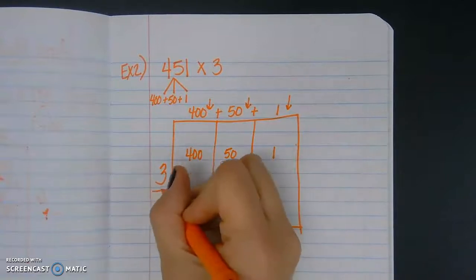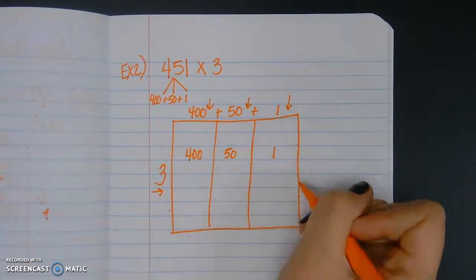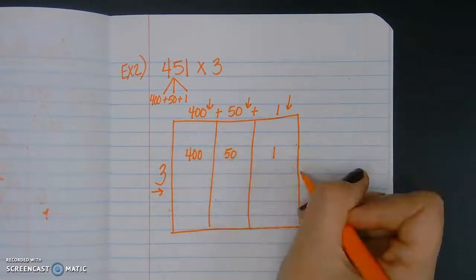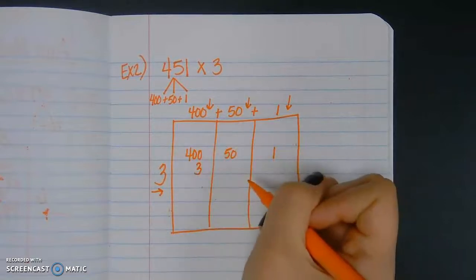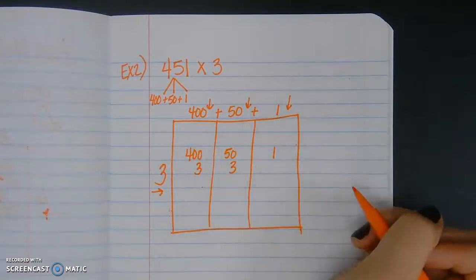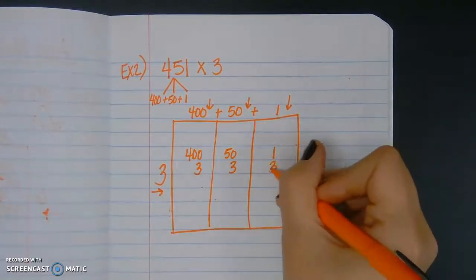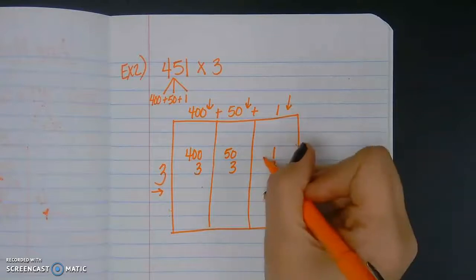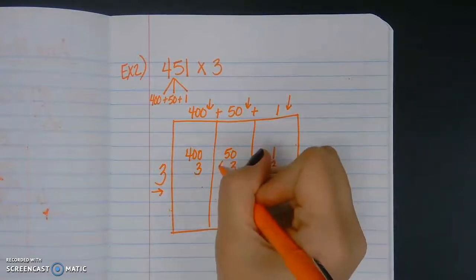Now, my 3, it's got to take a stop at every single one. It's got to go all the way across. So I got to put a 3 here, and then it's going to keep going and put a 3 here, and then it's going to keep going, and I have to put a 3 here also. Now I'm ready to get my partial products.